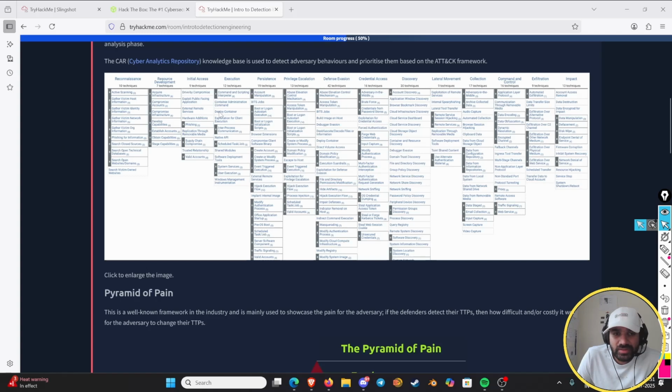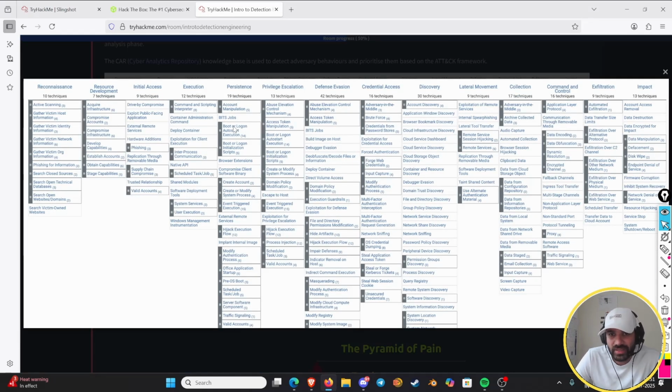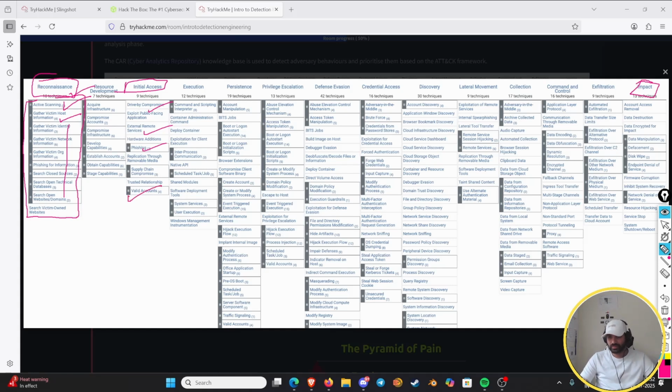This is the screenshot of the MITRE ATT&CK framework, in which we have different tactics mentioned, starting from reconnaissance all up to the impact. Now, each tactic has several techniques, right? So if you see, in reconnaissance, we have active scanning, gather victim host information, and many more. Similarly, for initial access, we have drive-by compromise, external remote services, phishing, valid accounts, right?